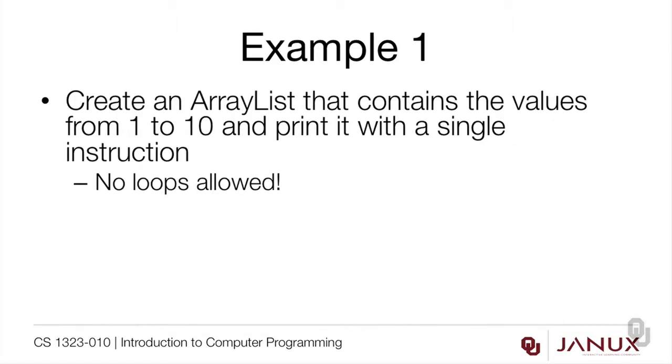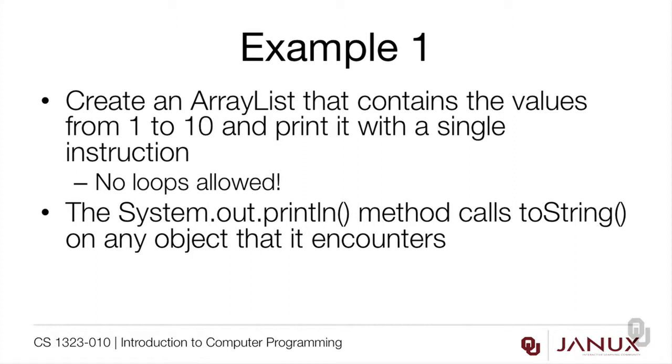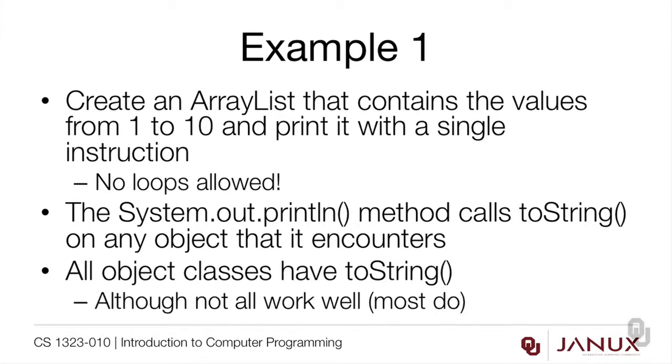So let's work on one. Let's create an array list that contains the values from 1 to 10 and print it with a single instruction, with no loops allowed. Now this relies on one of our Java idioms that we're already familiar with, and that's that the System.out.println method calls toString on any object that it encounters. Now all object classes have a toString, and most of them work pretty well, although not all do. Subtleties like this are things you'll understand in your next Java class more than this one.